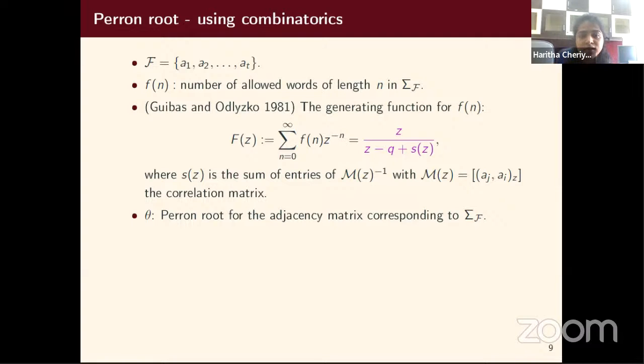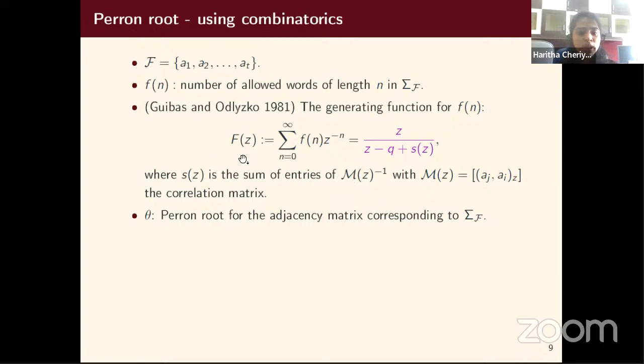So the ij-th entry is the correlation of aj with ai, and so on. This number f of n has other interest of its own. One use is that the asymptotic behavior of f of n gives the topological entropy, and it also has applications in game theory and string overlapping algorithms and so on.